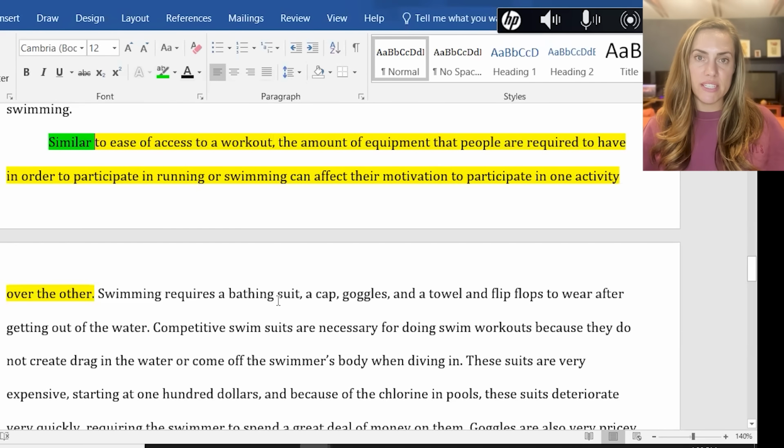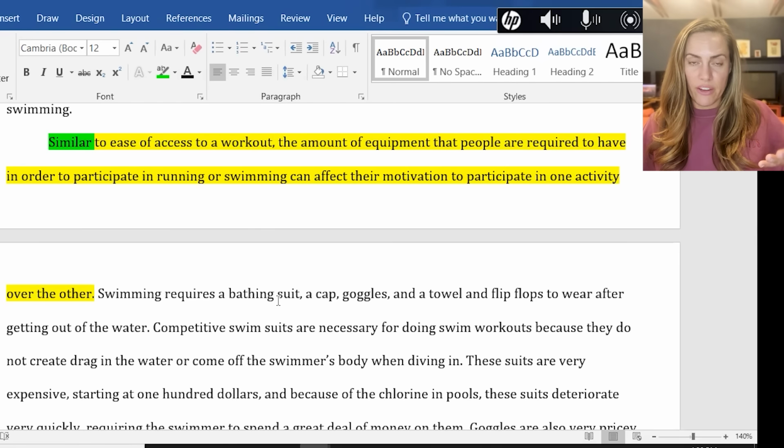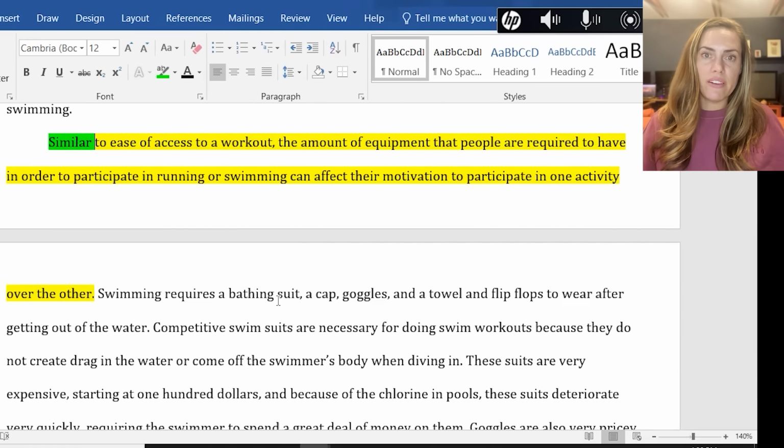That's the topic sentence. Now we're going to focus on the equipment that you need for these sports, and I'm going to argue here that because the running equipment is cheaper and just easier to get and there's less of it, it's better. Okay.